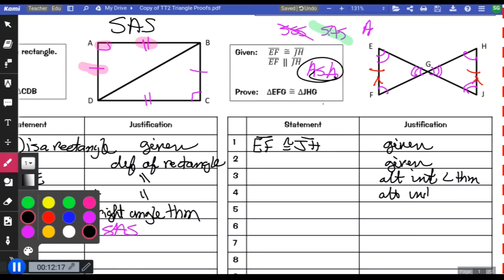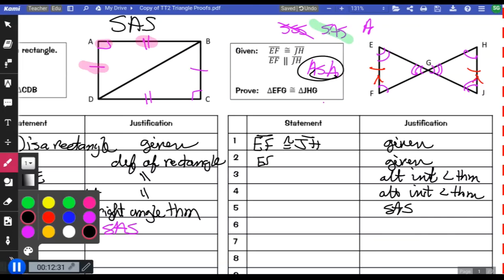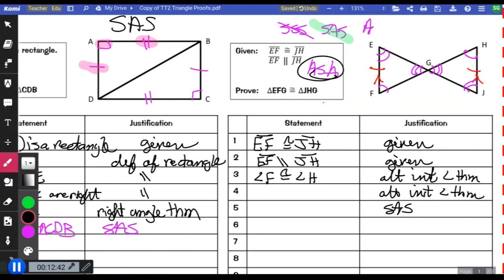Okay, here are the rest of your statements. EF is parallel to JH because it was given. Angle F is congruent to angle H because it's alternate interior. And 3 and 4 can be reversed. Angle E is congruent to angle J because they're alternate interior. And the order of those two doesn't matter. And then we have our 3 congruent symbols. We have an angle, a side, and an angle. So triangle EFG is congruent to triangle JHG.